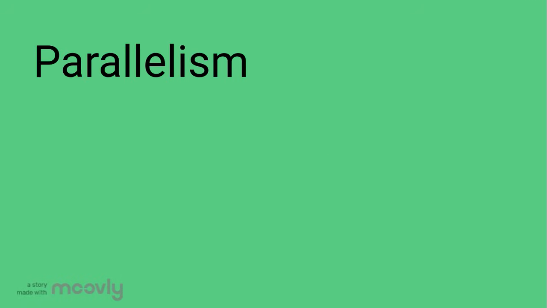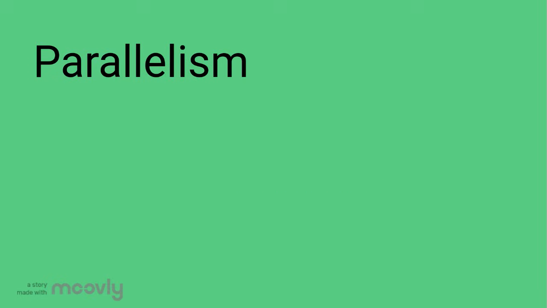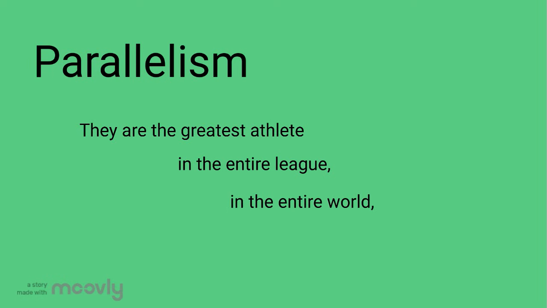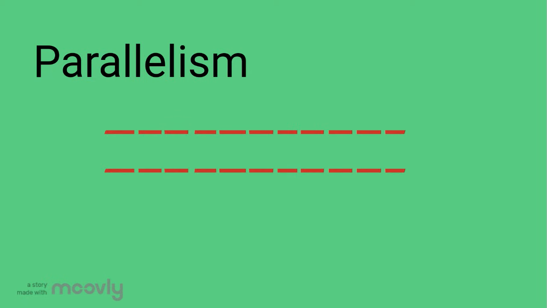Number 5, parallelism. This is a fun one. Parallelism is the repeated use of a sentence structure to make a point. For example, let's say you were trying to emphasize how good your favorite athlete is. Instead of just saying, "they're really good," you could say, "they are the greatest athlete in the entire league, in the entire world, in the entire universe." Notice how you repeated the same structure by starting each item with "in the entire." This can help your point to be more memorable to the reader. To help you remember, think about parallelism the same way you think about parallel lines in math. They have the same structure.